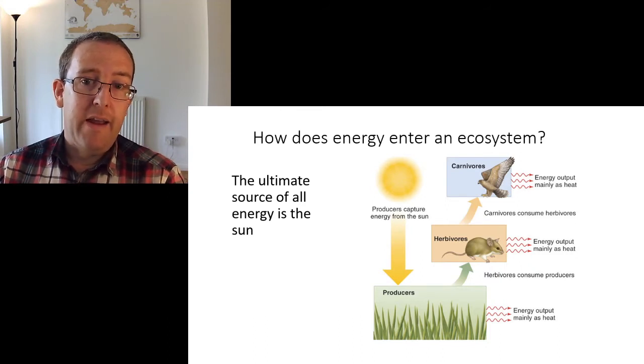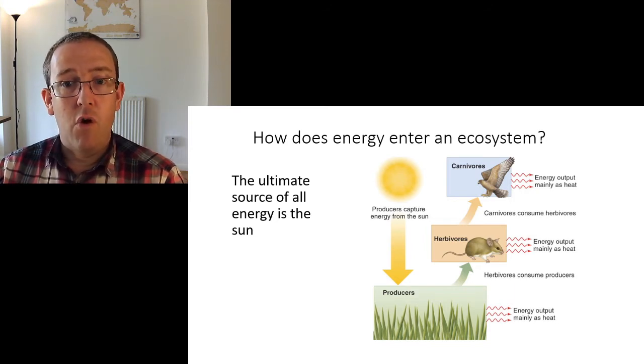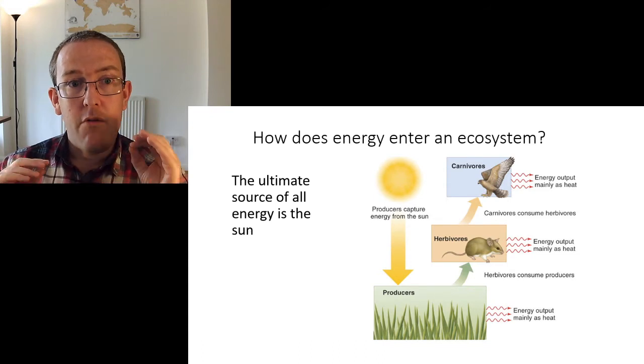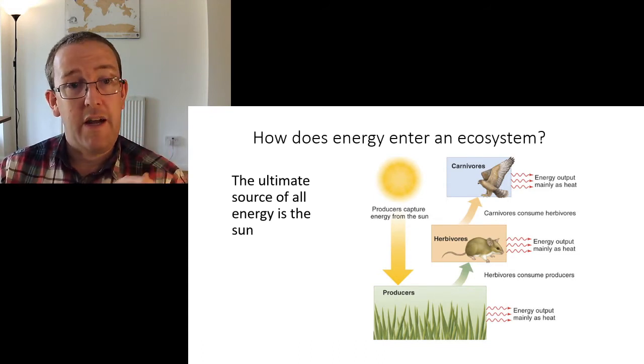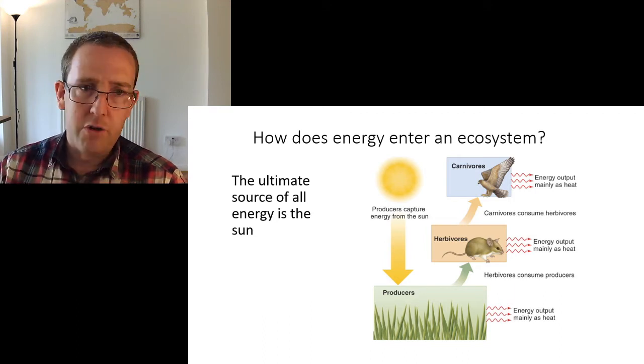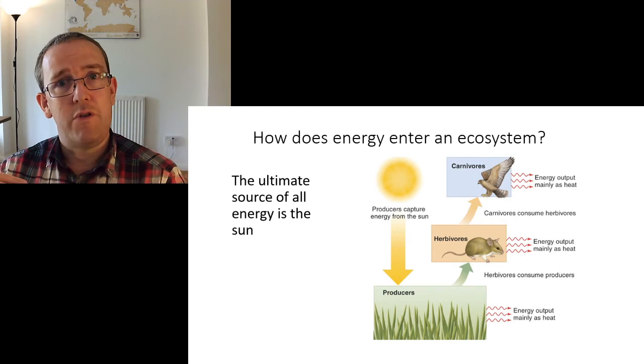And here are more words that you have to know. Again, talking about GCSE knowledge, you should know these. We've got the producers, the herbivores, and the carnivores. A producer is anything that largely does photosynthesis. There are exceptions to this. Again, at A level, we can start talking about those exceptions. But for the vast majority of the planet, the producers are doing photosynthesis in some way.